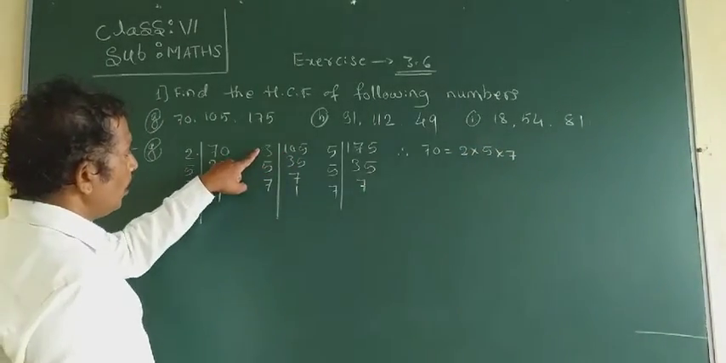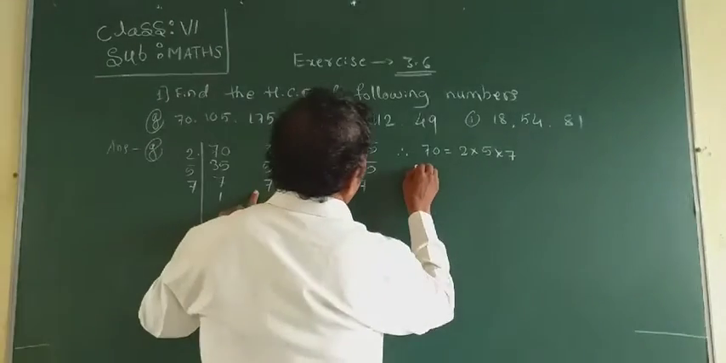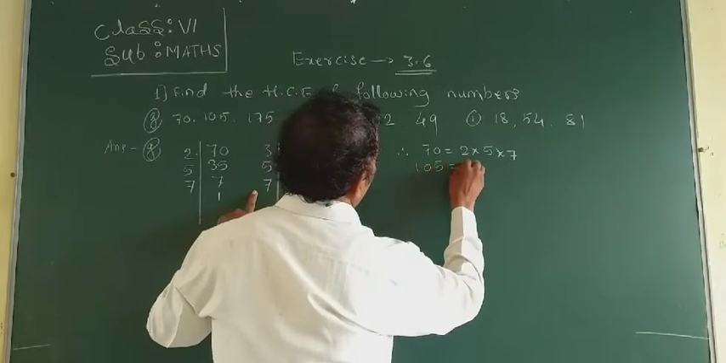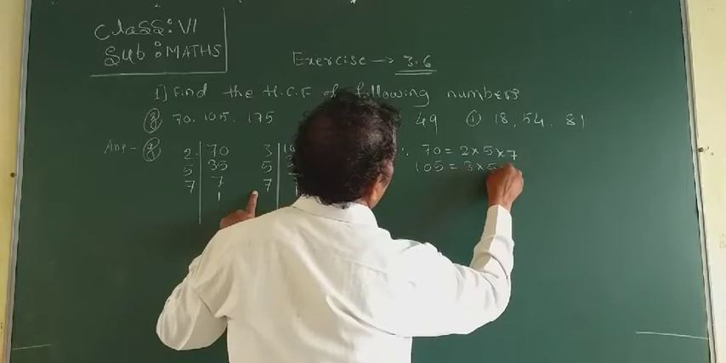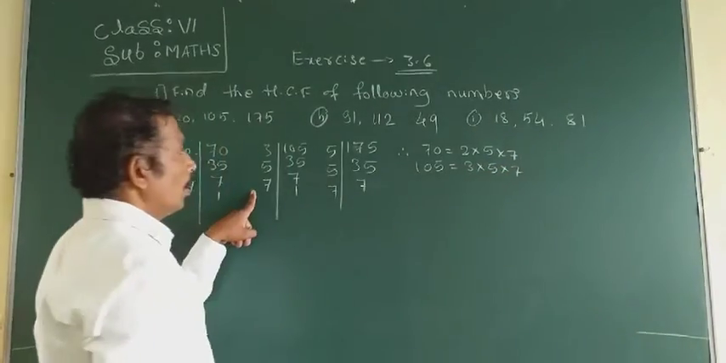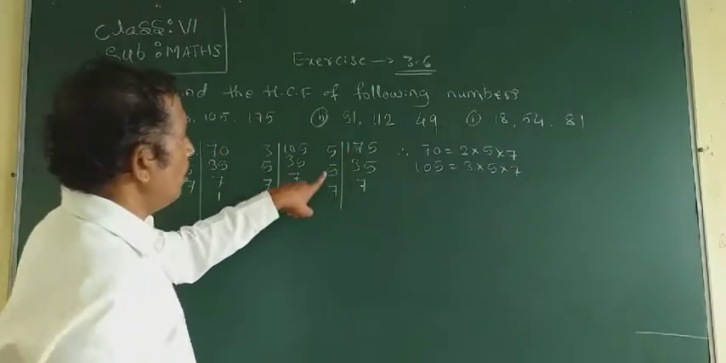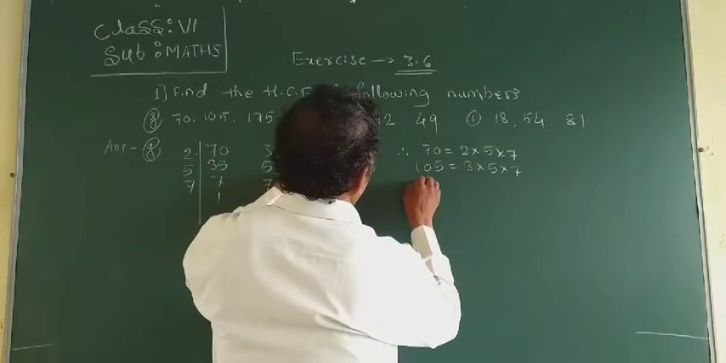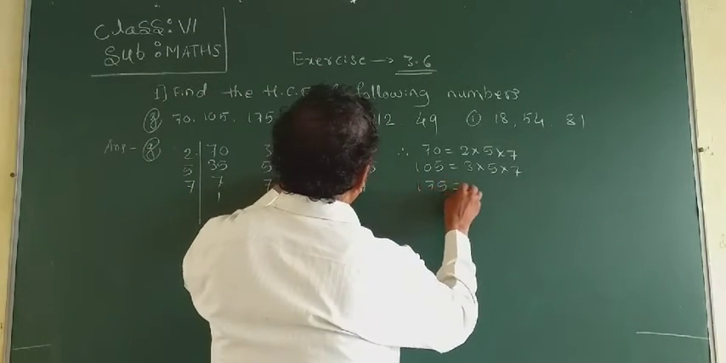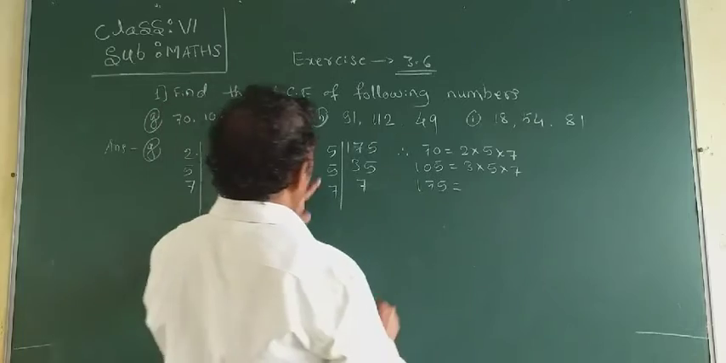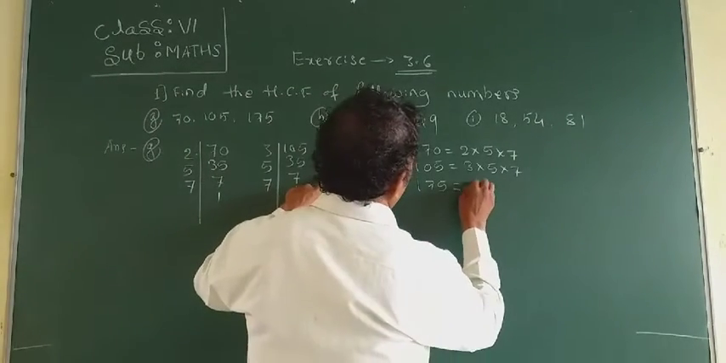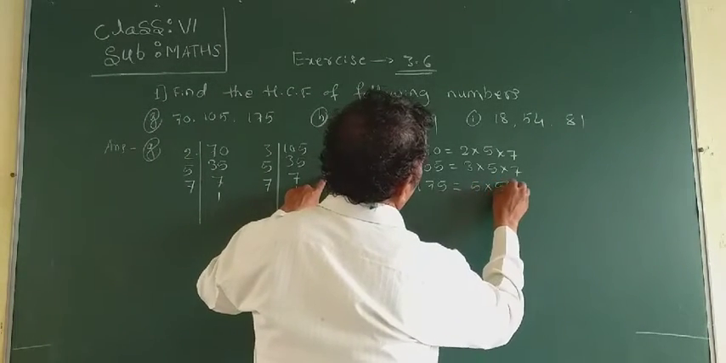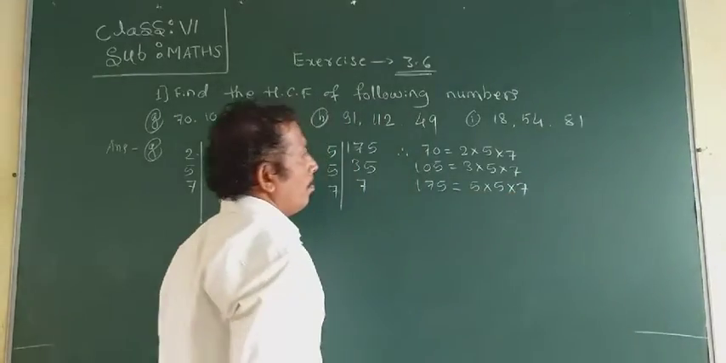105 is equals to 3 into 5 into 7. Next, third number 175 is equals to 5 into 5 into 7.